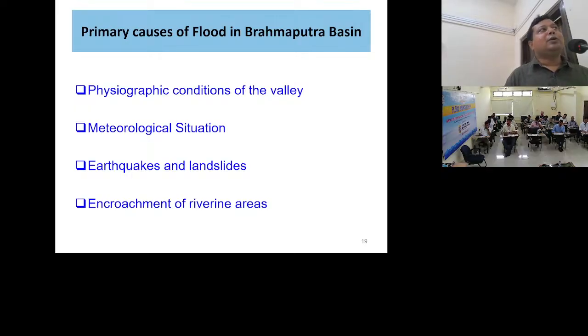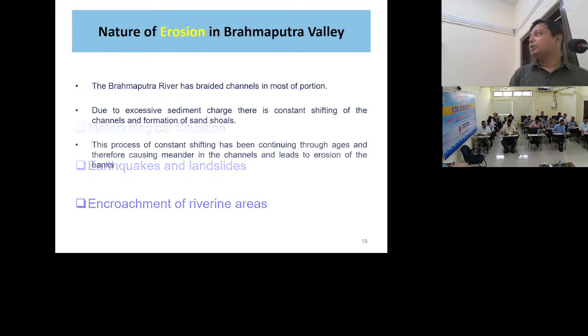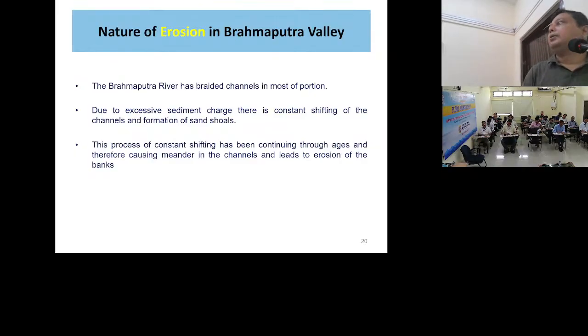So that's why this word is also significant. Earlier, the name of our department in the state government was the flood control department. Then we all realized that we cannot control flood. We can somehow manage it. So that's why now the term is flood management. So this is the primary process in our basin.